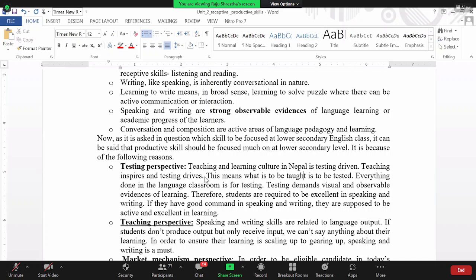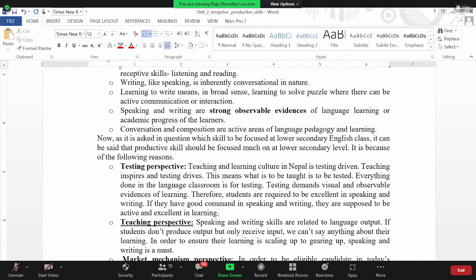This means what is to be taught is to be tested. जे पढाउने हो त्यो चाहिँ परीक्षण गरिन्छ क्या, त्यो चाहिँ मूल्याङ्कन गरिन्छ. Everything done in the language classroom is for testing, परीक्षाकै लागि गरिन्छ. Testing demands visual and observable evidences of learning. Therefore, students are required to be excellent in speaking and writing. If they have good command in speaking and writing, they're supposed to be active and excellent in learning.